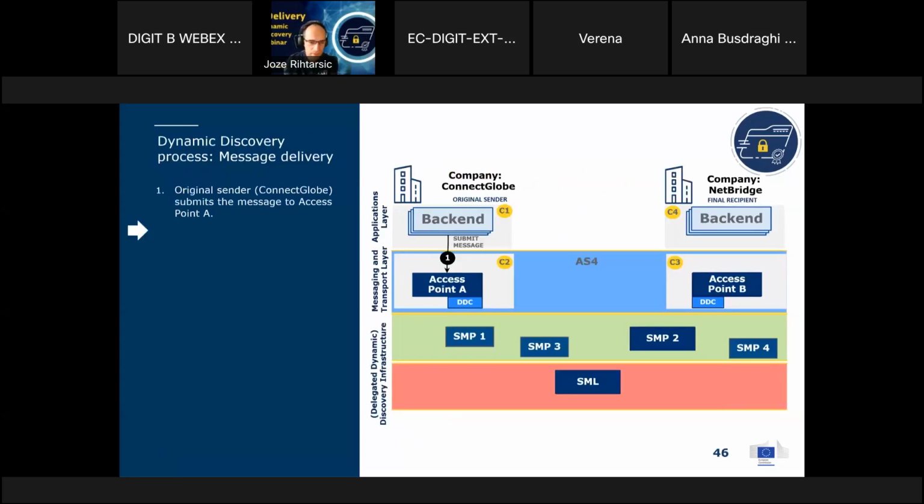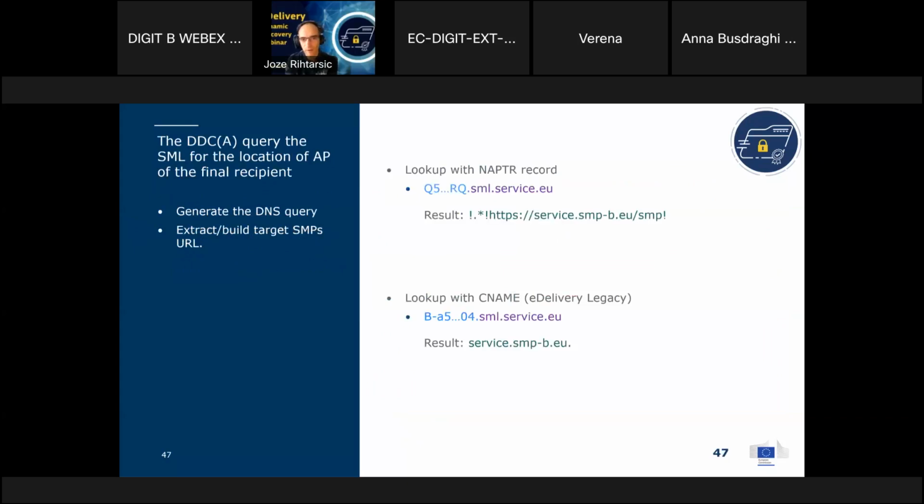And when this message hits the access point, the access point realizes that it doesn't have all the necessary data, and it activates the dynamic discovery part. First, the dynamic discovery creates a query for the SML. For lookup, it gets back the result which we were talking about before. It's the replacement regular expression with the complete URL of the SMP. But in case of CNAME, it gets back just the domain name. And in case of NAPTR, it just extracts the URL out of this replacement regular expression.